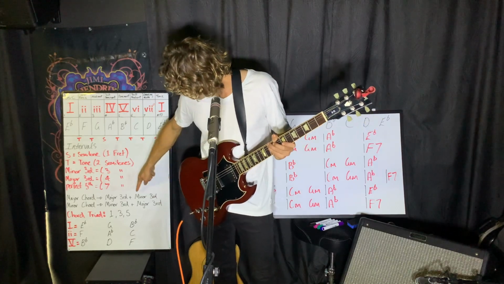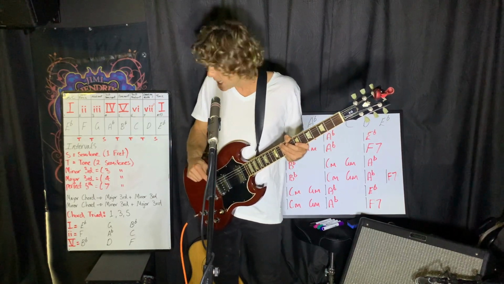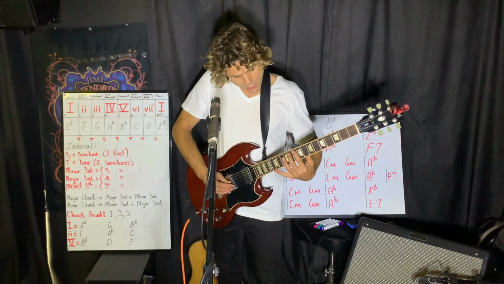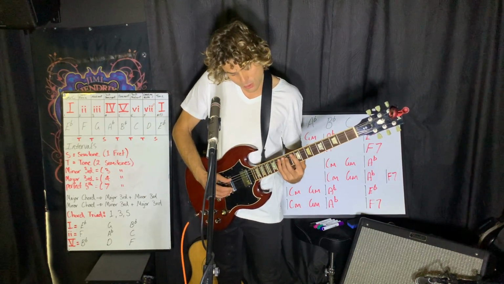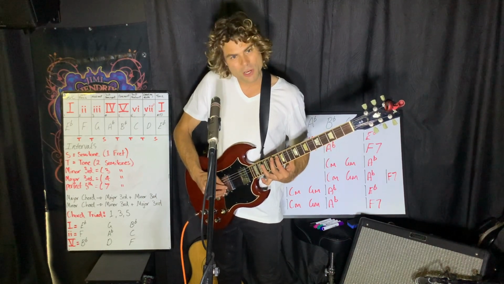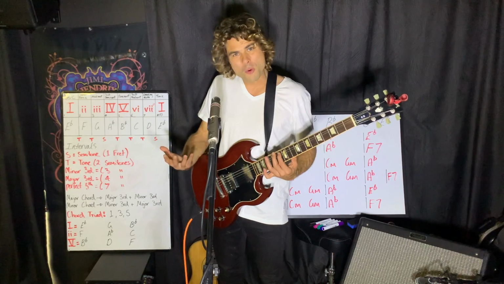Okay, so it's got to be a minor third. So let's count it. What's a minor third? It says 3 semitones. So from G we go 1, 2, 3. Look at that. That's a B flat. So it works. It's a slow way, but it works.